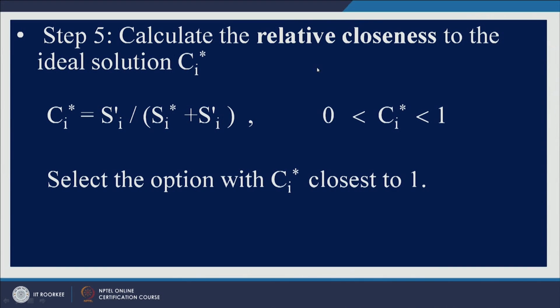Then finally, we calculate relative closeness to the ideal solution. So, this relative closeness would always be between 0 to 1. So, this is the ratio of the negative ideal solution separation divided by the sum of the negative ideal solution and positive ideal solution separations. So, select the final answer which is closest to 1 or which has got the highest value.